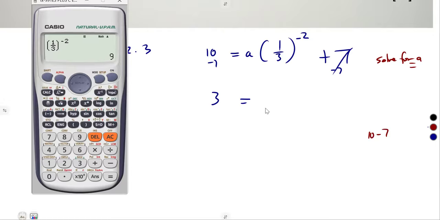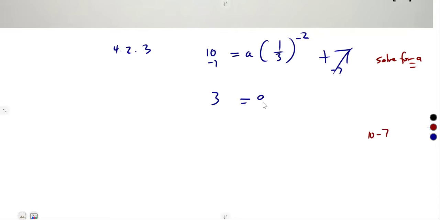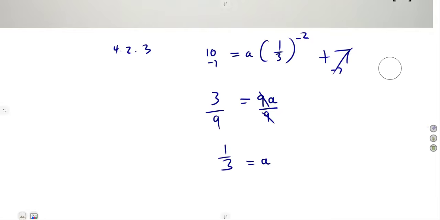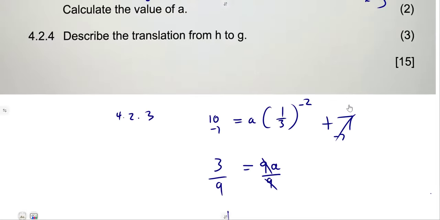So that was going to give us 9. So that's 9 times a, which is 9a. To solve for a, simply divide by 9 on both sides. The 9s are going to cancel. So a is going to give us 1 over 3. That is 1 over 3 from there. So this is it.